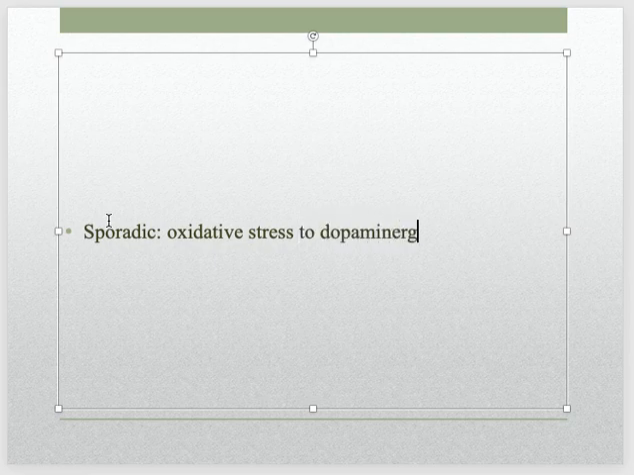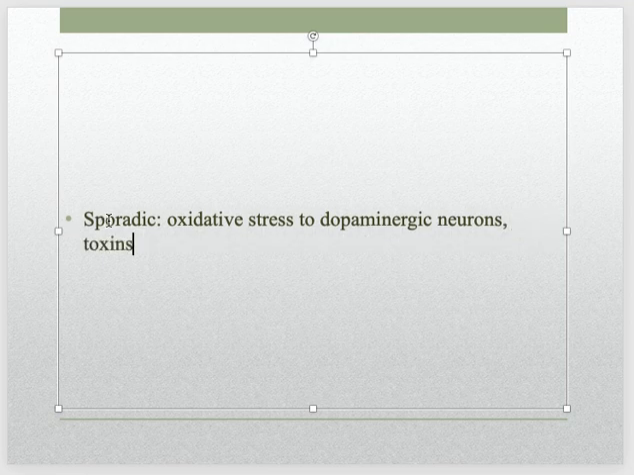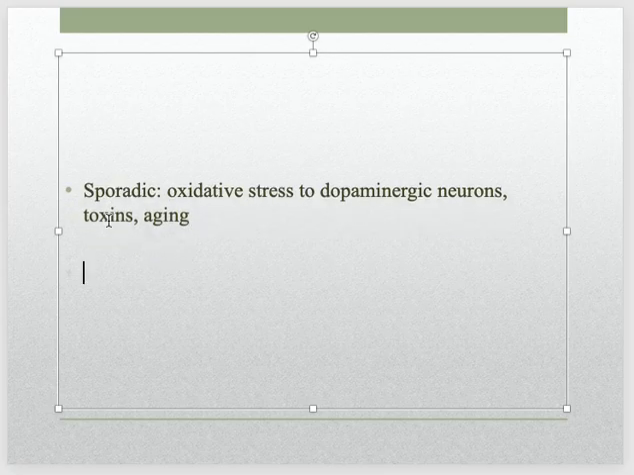to dopaminergic neurons, right? And they found oxidative stress. They also found some toxins, like pesticides. They also found aging as one of the factors, okay, which can lead to sporadic cases. Okay, this is the most common way. Around 90% of the patients of Parkinson's disease are sporadic cases.